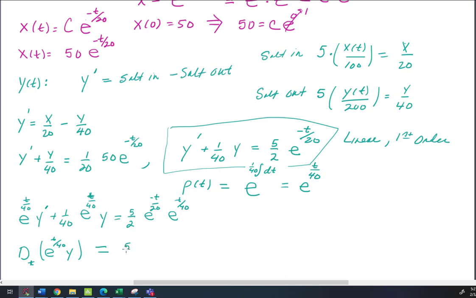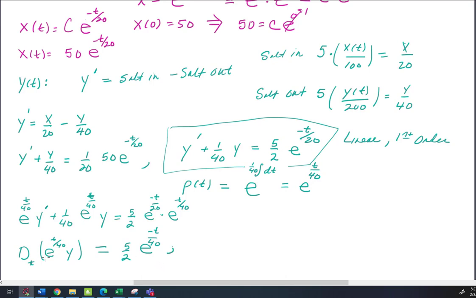And then this one's going to be 5 over 2, and this would be e to the negative t over 20. When I multiply these, the bases are the same, so I'd add the exponents, get a common denominator. This would be negative 2t over 40, and a positive t over 40 would be a negative t over 40. So this would be e to the negative t over 40. And I'm just going to throw a comma in here.